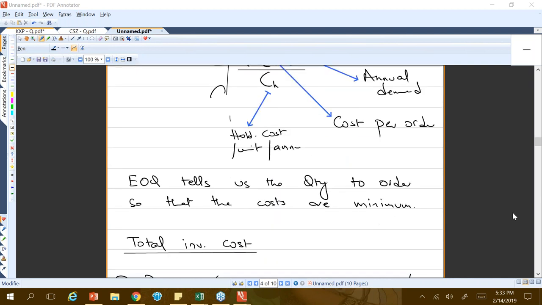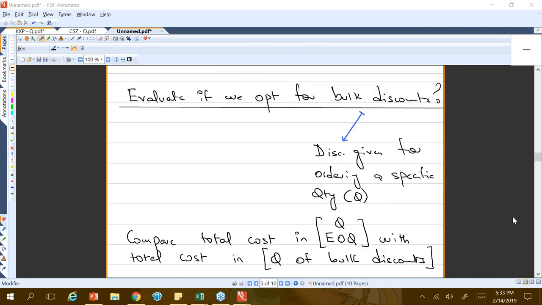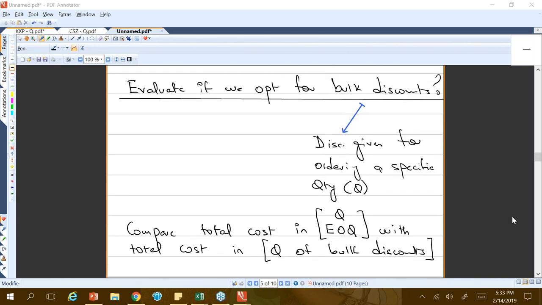Any other quick questions here? So we are going to do all this. We are going to calculate EOQ. We will look at the total cost, and then we will look at the idea of bulk discounts as well, where we will compare the total cost in EOQ with the total cost in the quantity of bulk discounts. And then we will choose the best option. So any final questions here before we jump into a question?